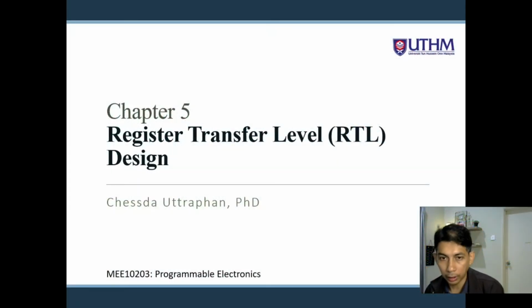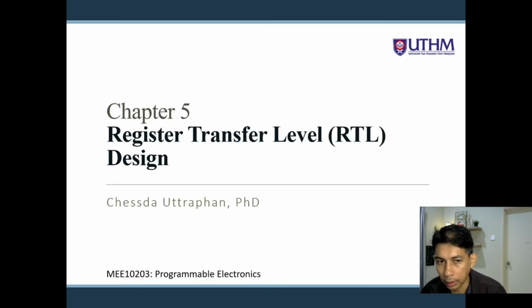So welcome back again. Today we will start with a new chapter, chapter 5, and this is register transfer level, or in short RTL design. This is a very popular design method. It is practiced in the industry to design a complex digital system.